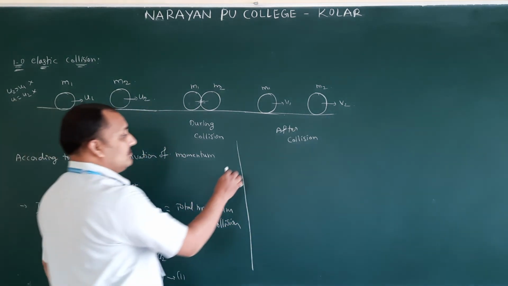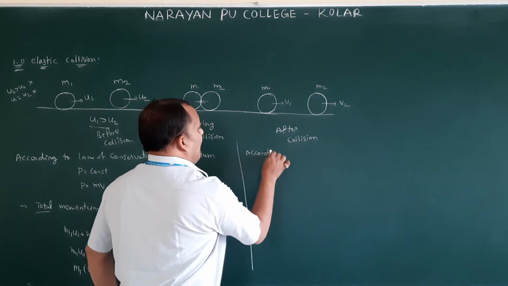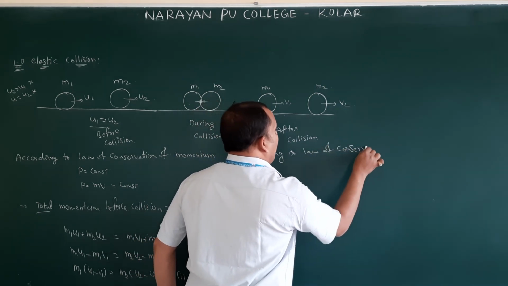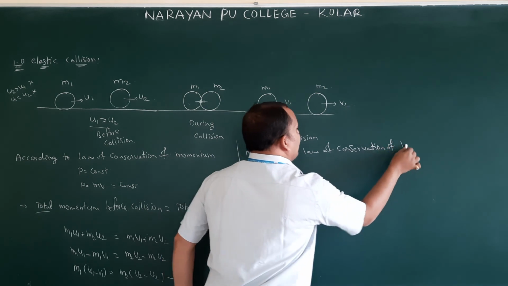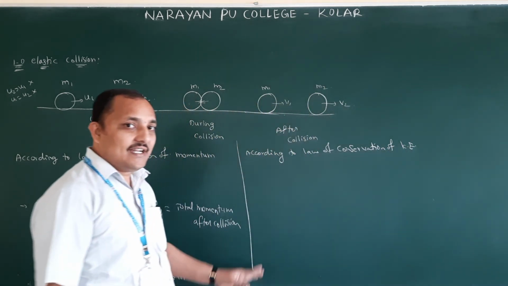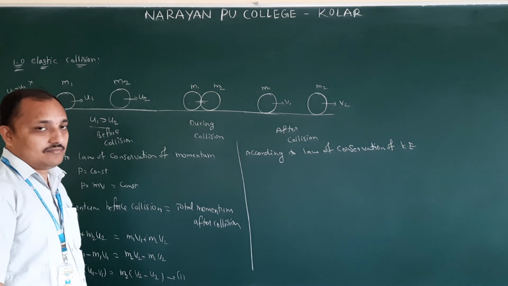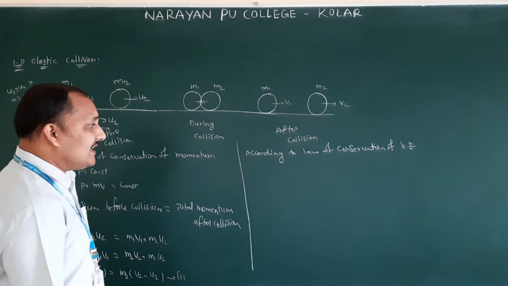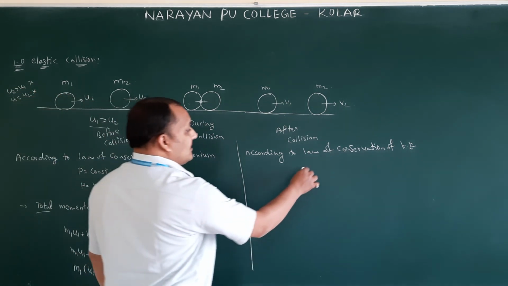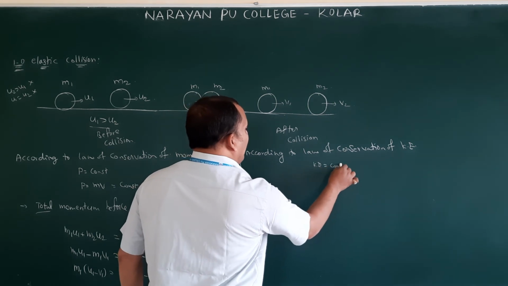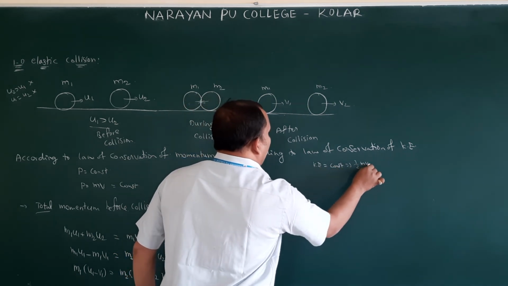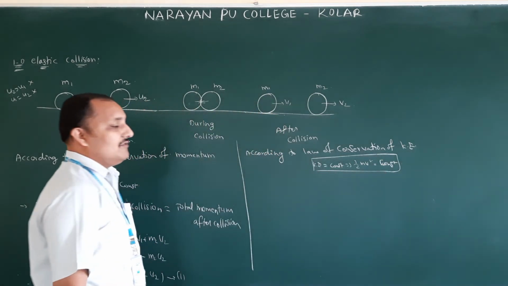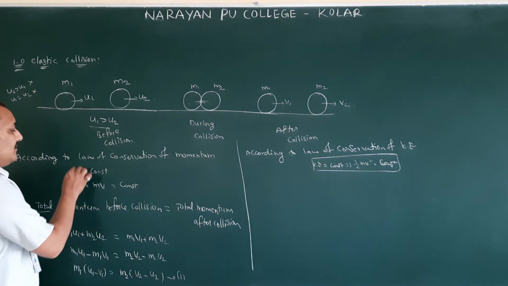Now, according to the law of conservation of kinetic energy, because kinetic energy is conserved only in elastic collision, not in inelastic collision. Kinetic energy is constant. What is the kinetic energy formula? Half m v square is constant. Just keep it in your mind; you don't need to write that.